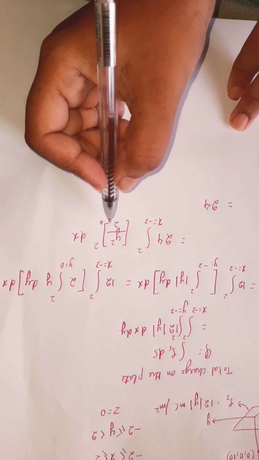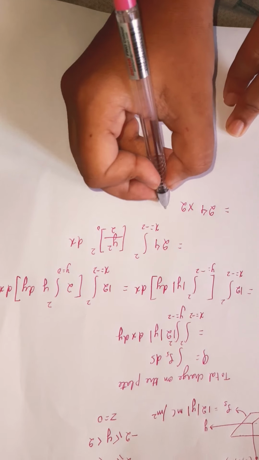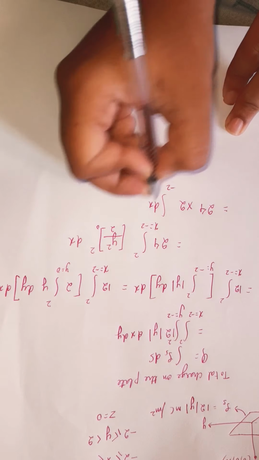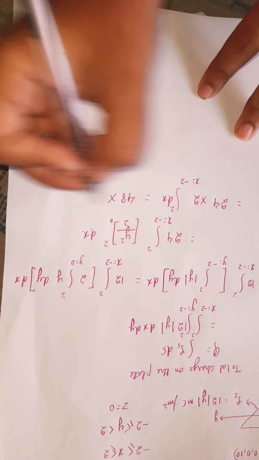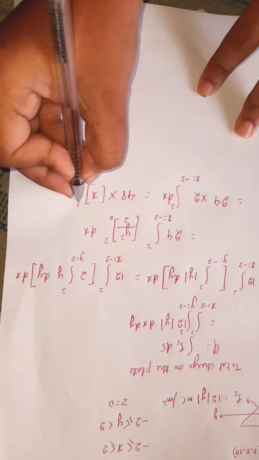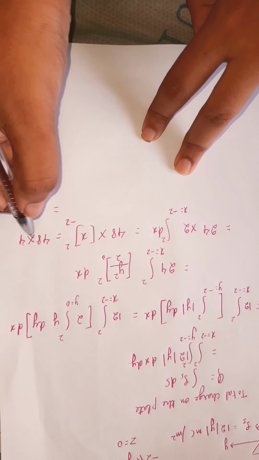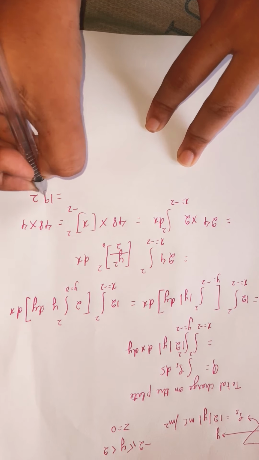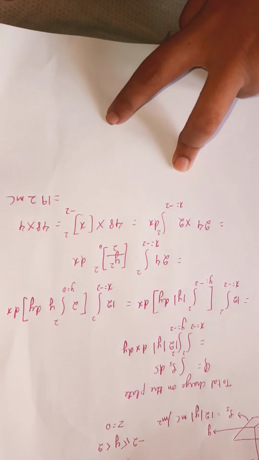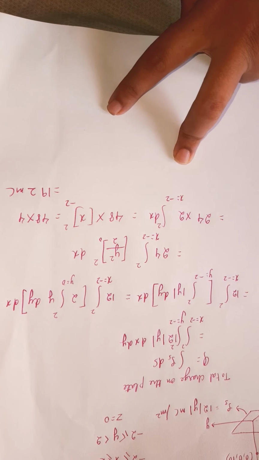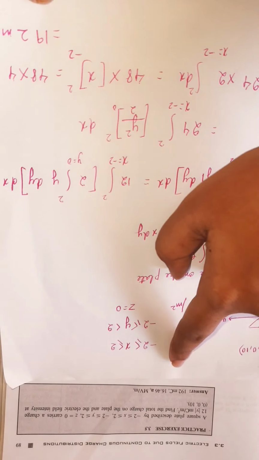This is 4 by 2, that is 2. I got 2 again, multiply it here, and then dx from minus 2 to 2. Then this is 48 into x from minus 2 to 2, that is 4. So 48 into 4 will be 192, and our units were in millicoulomb. So the first answer is done, and we got 192 millicoulomb as the answer.